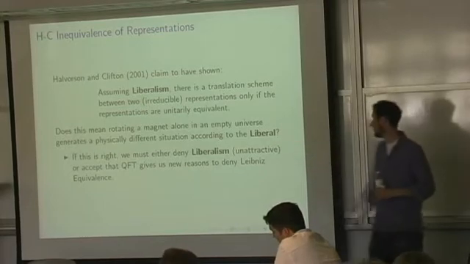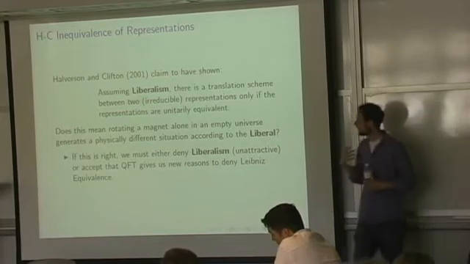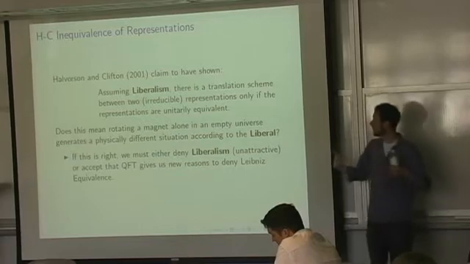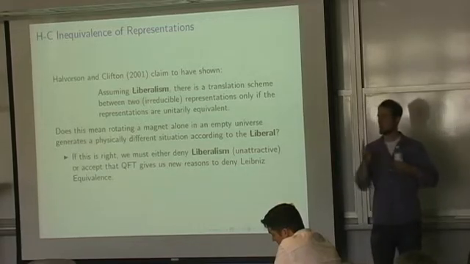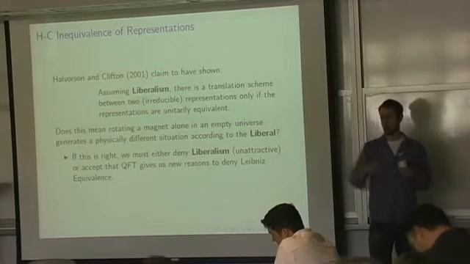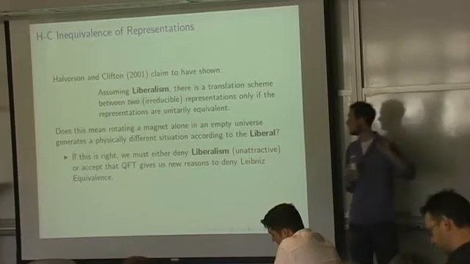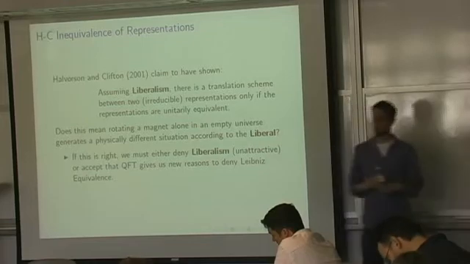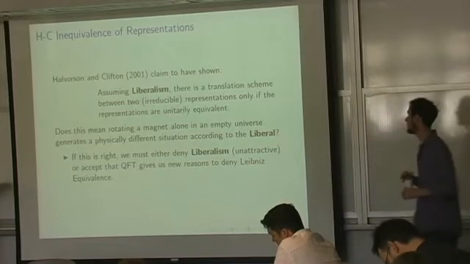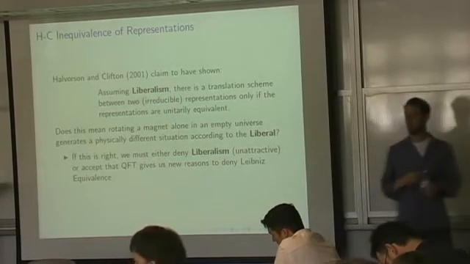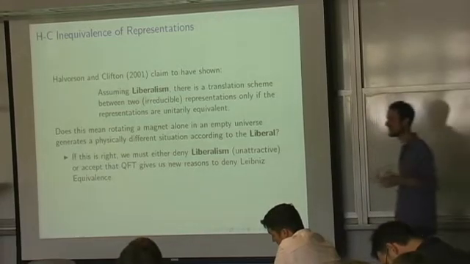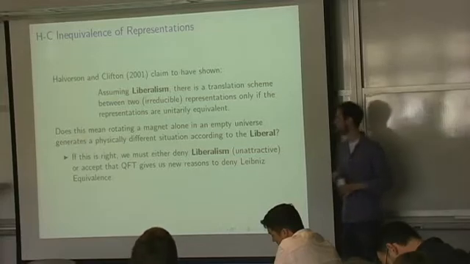Assuming this liberalism view, then there's a translation scheme between two irreducible representations, they say. That is, between the representation where the magnet is polarized along plus x and the representation where the magnet is polarized along plus z. There's a translation scheme between those two representations only if they're unitarily equivalent. Well, the problem is they're not unitarily equivalent, right? That's what has to happen when we break the symmetry.